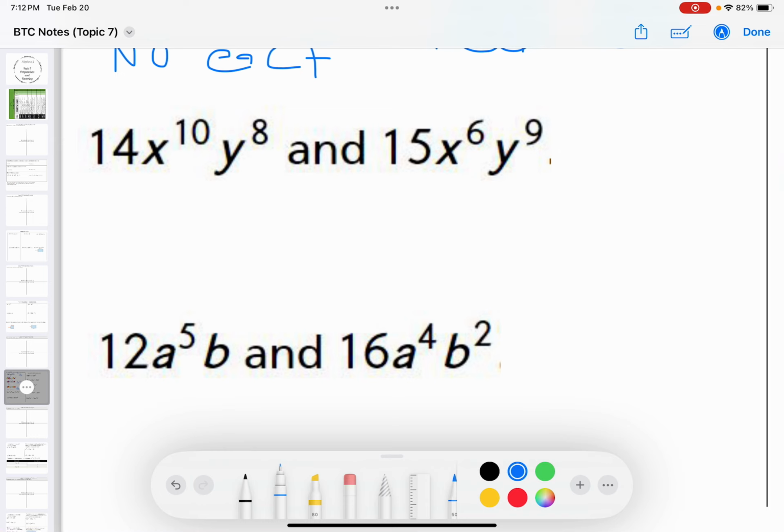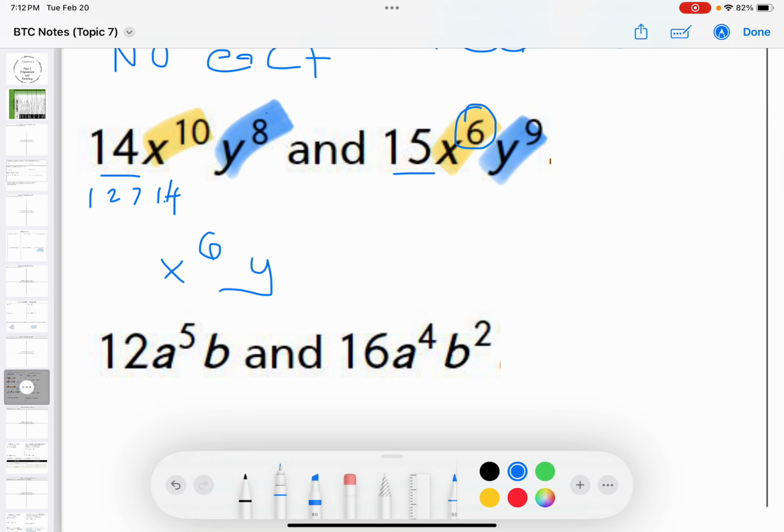The next one, number-wise, I've got a 14 and a 15. My factors of 14: 1, 2, 7, 14. None of those go into 15, though. 1 doesn't, 2 doesn't, 7 doesn't, 14 doesn't. So there's no number that is a common factor. But let's look at our variables. I've got x's and I've got y's. So I can take out an x and a y, or have a common factor of an x and a y. And again, how many we can take out? I can take out 6 x's and I can take out 8 y's. Those are the smallest in each of those.